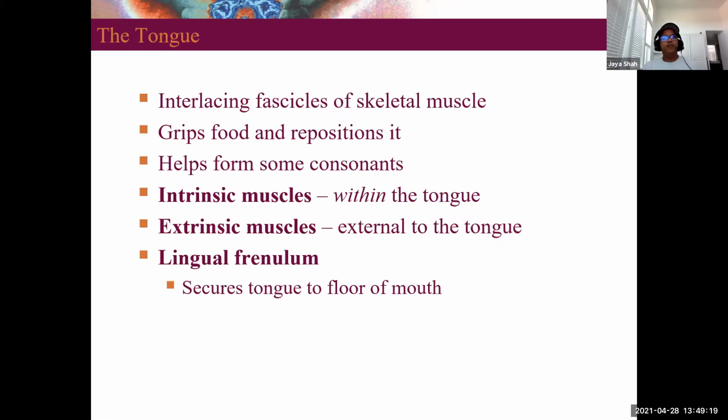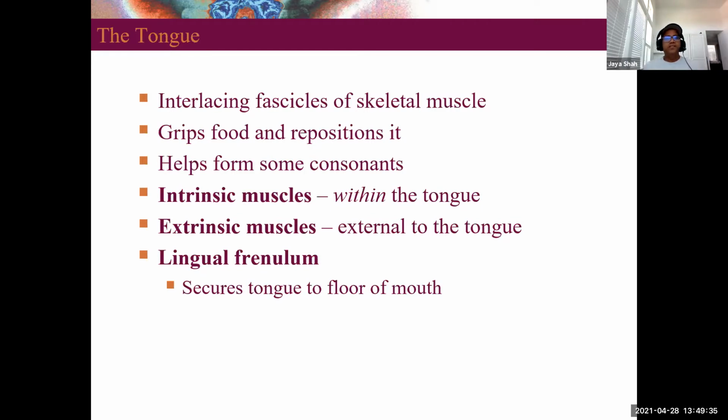The tongue is made up of interlacing fascicles of skeletal muscle. It is voluntary muscle. That's why you can move the tongue. It grips food and repositions it during mixing, and helps form some consonant sounds while speaking.